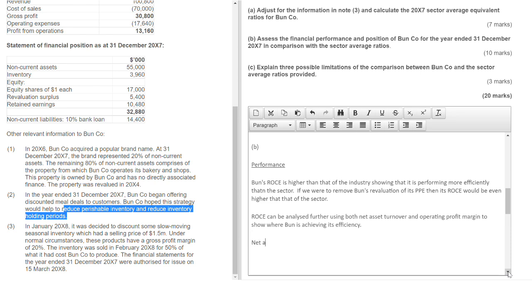So again, you don't have to do this, it's entirely up to you. We can break it down. Net asset turnover. Bun's net asset turnover is comparable to that of the sector.